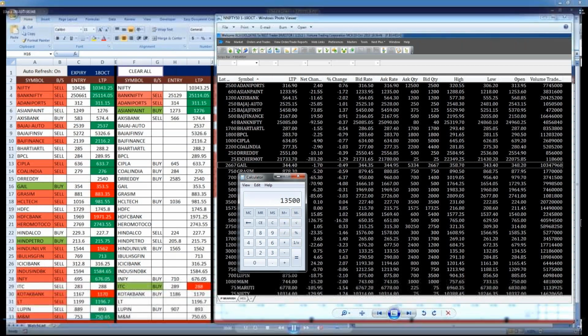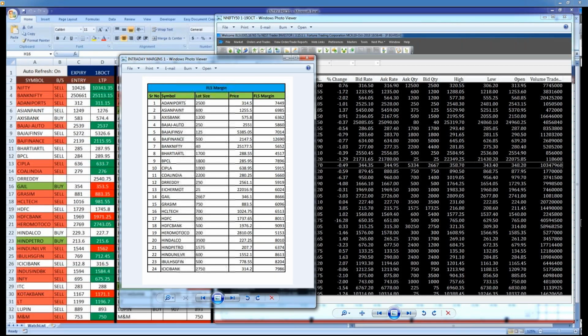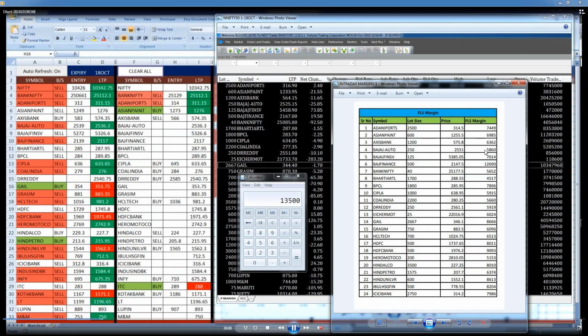What is my margin requirement for that? My margin requirement for Bajaj Auto is 5,800, roughly let's say 6,000 rupees. So I divide it by 6,000 rupees. I have made a profit of 225%. So I have doubled my investment here also.